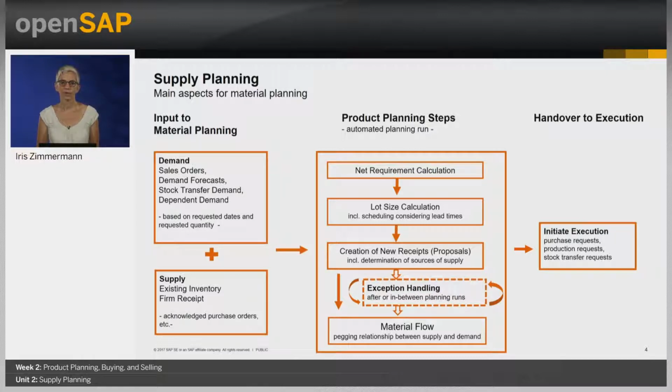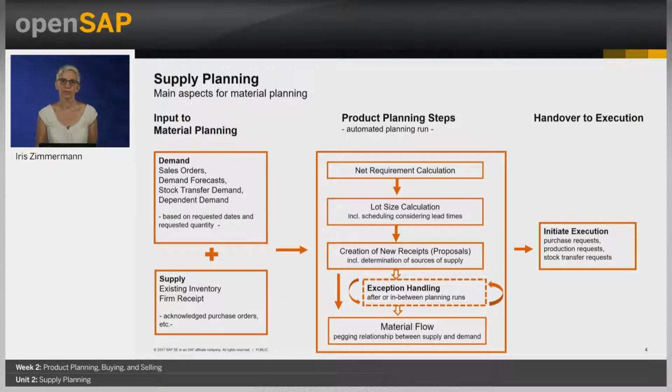The first of the product planning steps is the net requirement calculation that matches the existing demand and supply to determine uncovered demand. Normally, a product is produced or purchased in a certain quantity, which we call a lot. In the next step, it is calculated how many lots are needed, and when, to fulfill the net requirements. Depending on the procurement types and the available source of supply, either purchase proposals, production proposals, or stock transfer proposals are created as new receipts. Existing ones could be reused, or may be deleted.